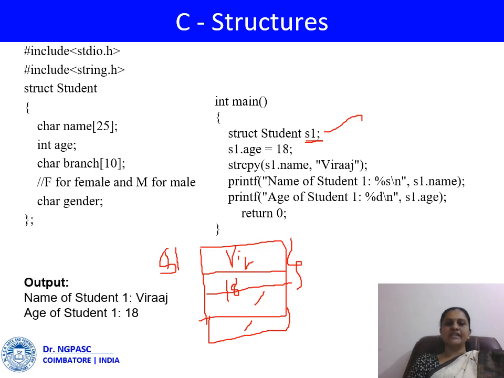And this is the output for this one. So I have given a printf statement, and I'm going to print only two variables, that is name and then age. So name, how can I access that? It is s1.name, then s1.age.